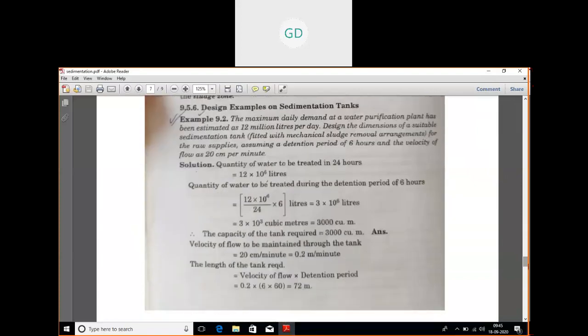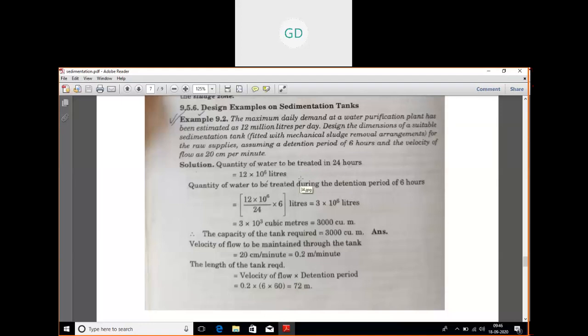So you see this numerical. The question is the maximum daily demand. Maximum daily demand we have already learned. The maximum daily demand at a water purification plant has been estimated as 12 million liters per day. Design the dimensions of a suitable sedimentation tank for the raw supplies, assuming a detention period of 6 hours and the velocity of flow as 20 centimeter per minute.